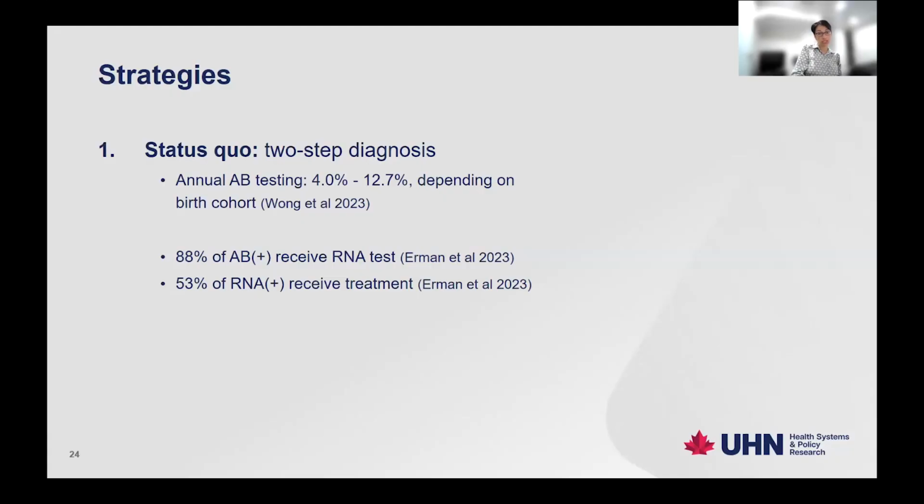Now about the strategies that we modeled. We first set up a status quo strategy, which reflected current practice in Ontario using two-step diagnosis with antibody and RNA testing and current treatment uptake. From that back-calculation study I mentioned earlier, we took antibody testing rates, which ranged from 4 to 13% depending on birth cohort. And of those who tested positive, we assumed that 88% would undergo RNA testing and only about 53% of those who tested positive on RNA would receive treatment, which reflects the estimates from the care cascade study.